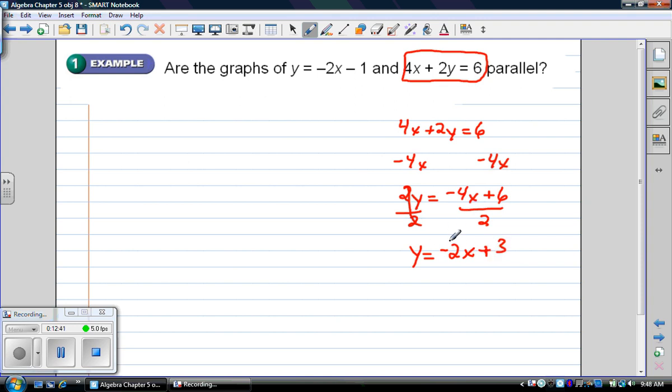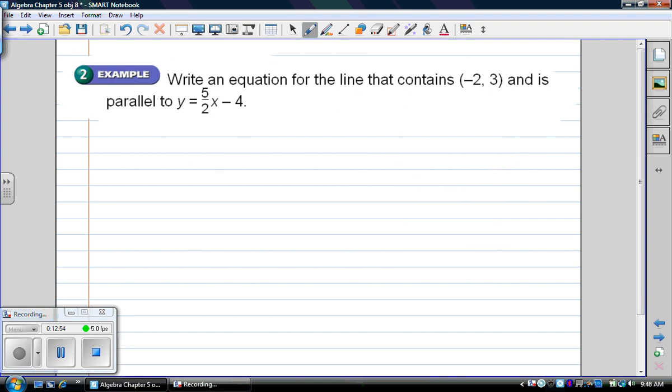Do we have the same slope? Yes, we do. Negative 2x. Do we have different y-intercepts? Yes, we do. Negative 1 and positive 3. So the answer would be yes. Those lines are parallel. Right, here are a few problems that I'd like you guys to try on your own.